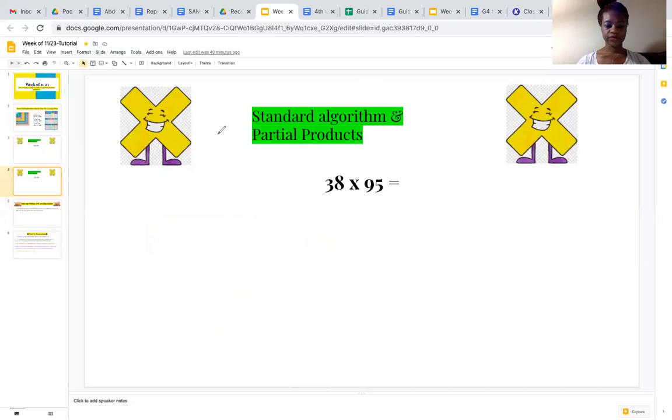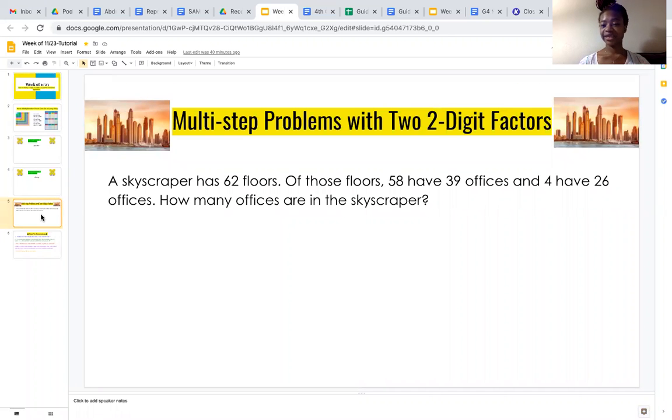Now, for our last example or model here, we're going to look at a multi-step word problem, and multi-step means that there's more than one step. And these can be pretty tricky and not so straightforward. So it's really, really important to take our time when we're working with these sorts of problems. So a skyscraper has 62 floors. Of those floors, 58 have 39 offices and 4 have 26 offices. How many offices are in the skyscraper?